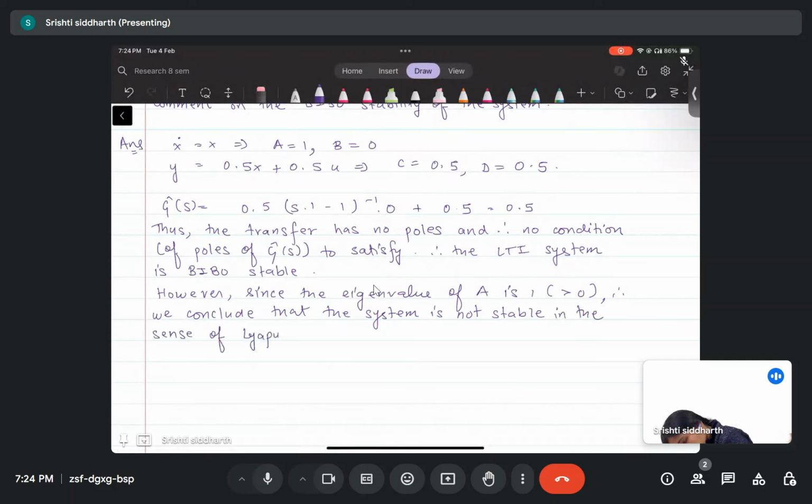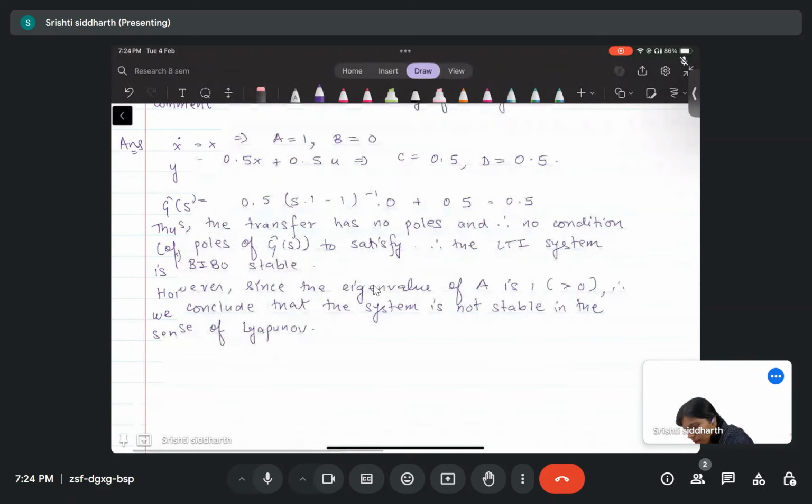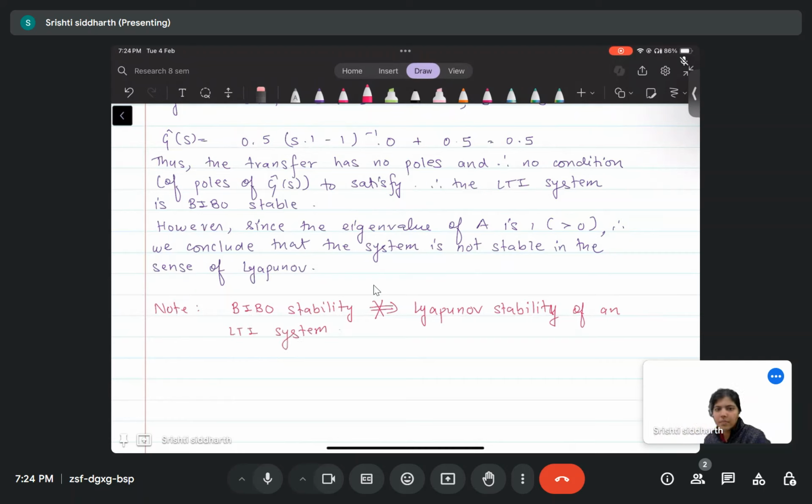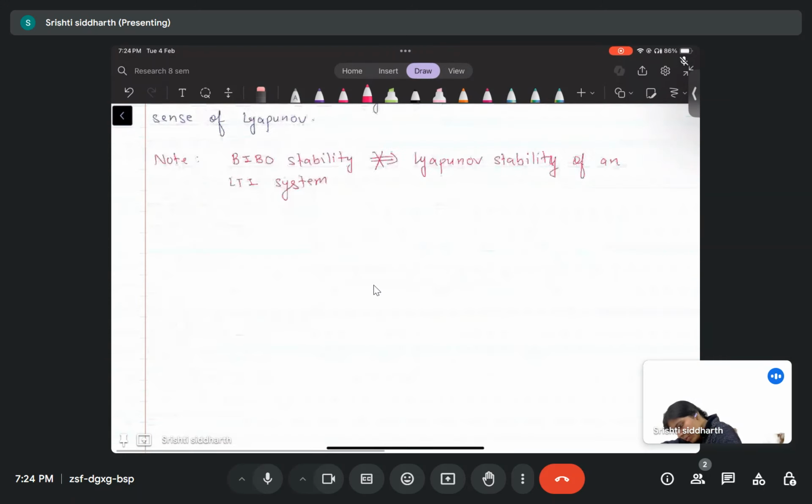So we have a very important property: BIBO stability does not imply Lyapunov stability of an entire system. So I hope that this question is clear to you. Now let's move on to the next one.